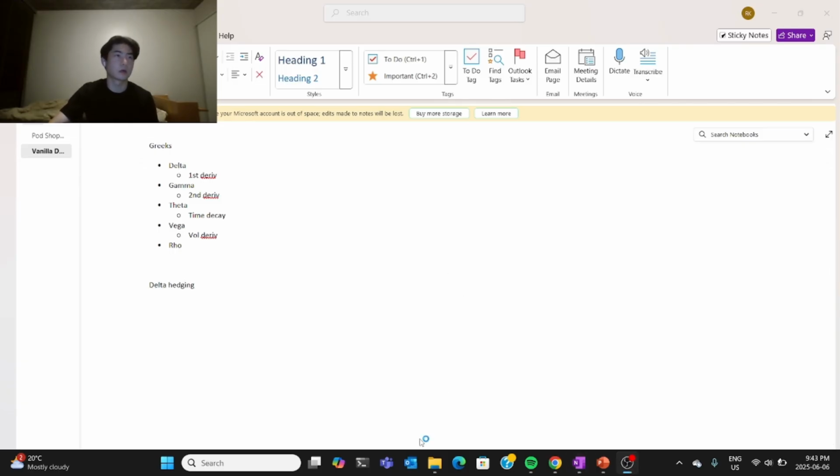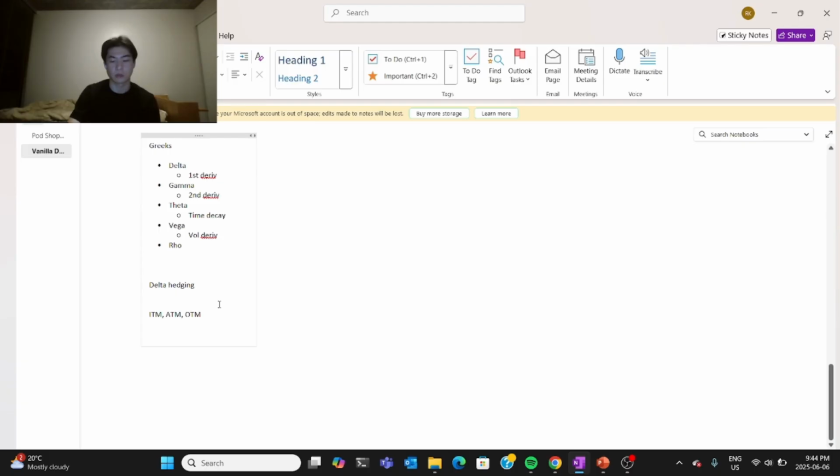All right, so now we can talk a little bit about delta hedging. Before we get started with that, I forgot to mention an option can either be in the money, at the money, or out of the money. Essentially what this means is if the option has value, it's in the money or at the money. But if there's no value in that option, it's out of the money.